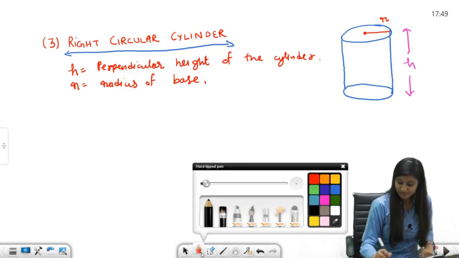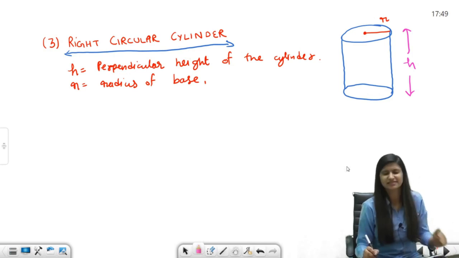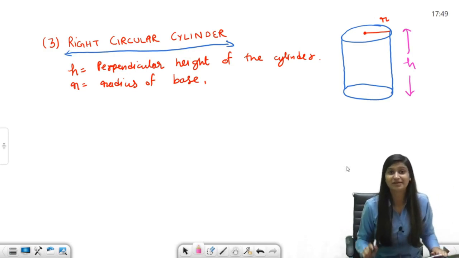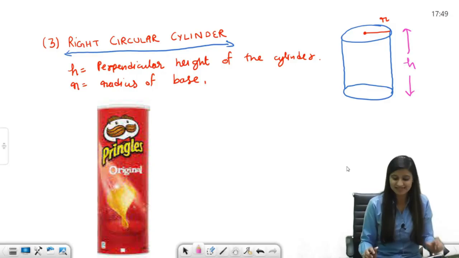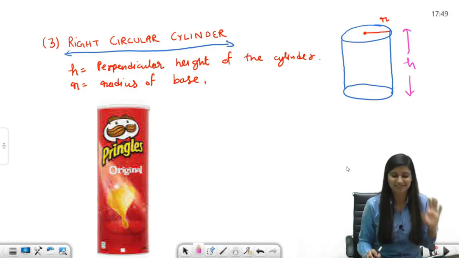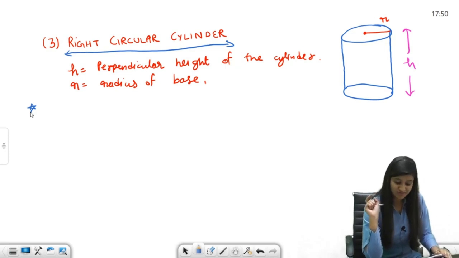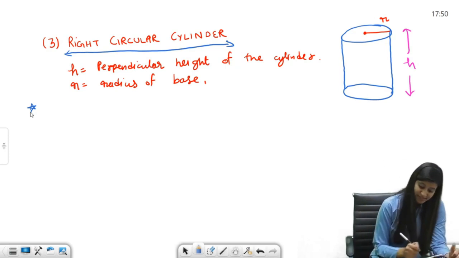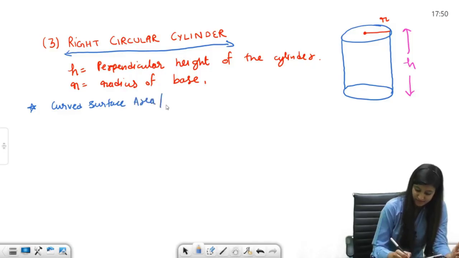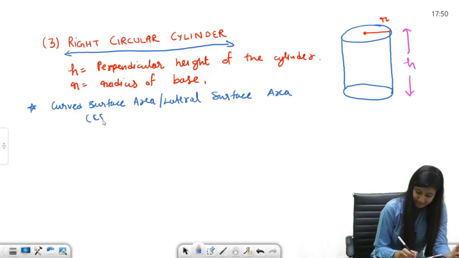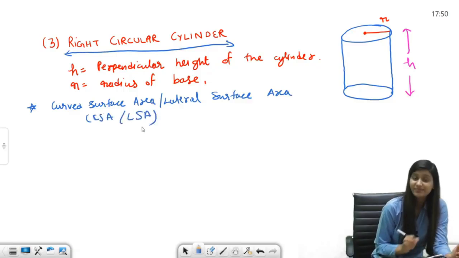So again, r, simple. Now what is a cylinder in general? You can say a Pringles box, the chips one, right? It is circular. It is the best example I can think of. Pringles ka dabba, right? Now in case of this right circular cylinder, I will be discussing the curved surface area first, or the lateral surface area first. In short, I can write CSA or LSA.